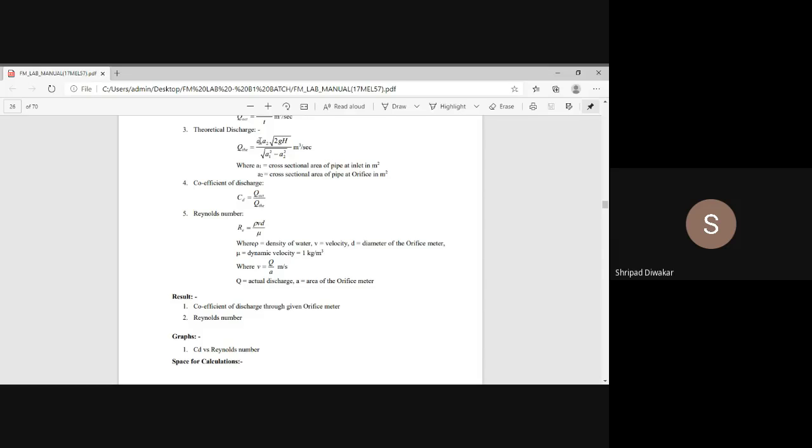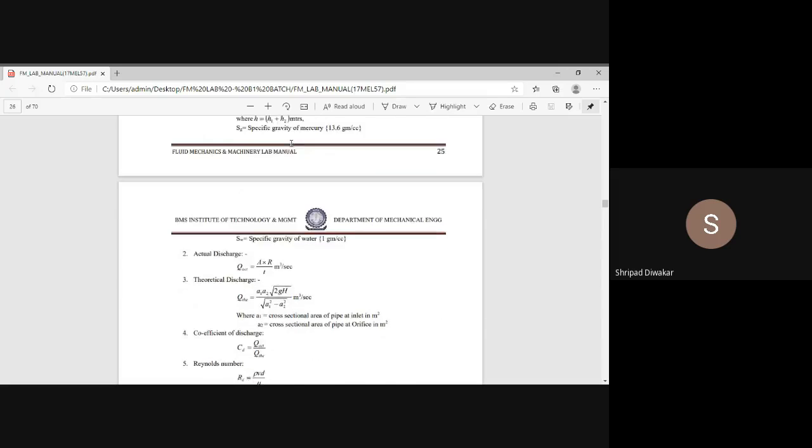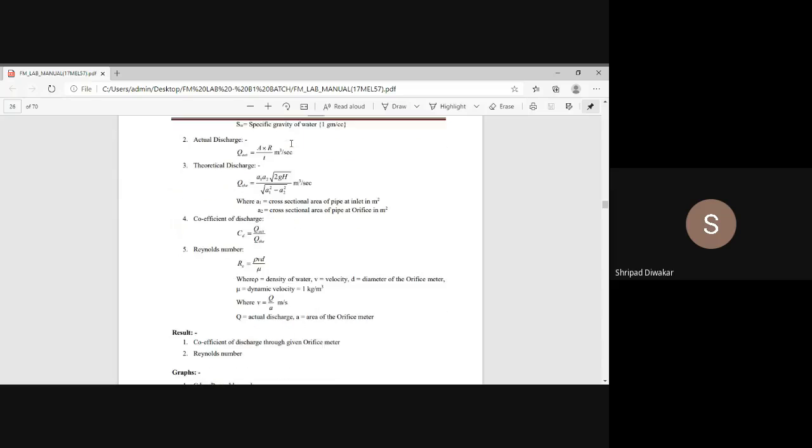So a1 is pi by 4 into 0.025 square. a2 is pi by 4 into 0.0125 square. And the square root of 2 is constant. g is also constant, acceleration due to gravity, which you have to take as 9.81 meter per second square. And next, capital H, what you have calculated in calculation 1, that is small h into Sg minus Sw. That is nothing but your capital H.